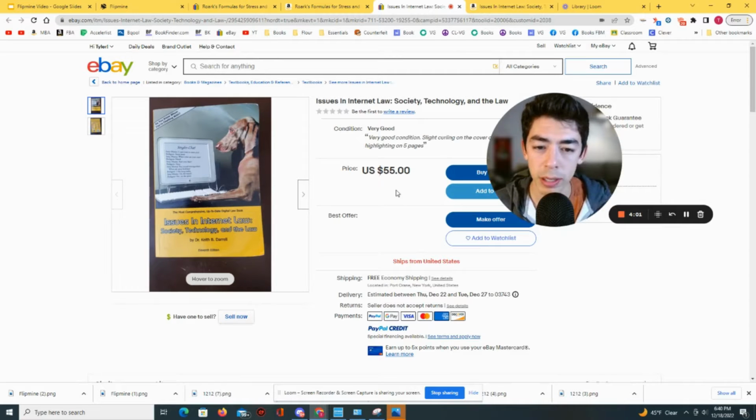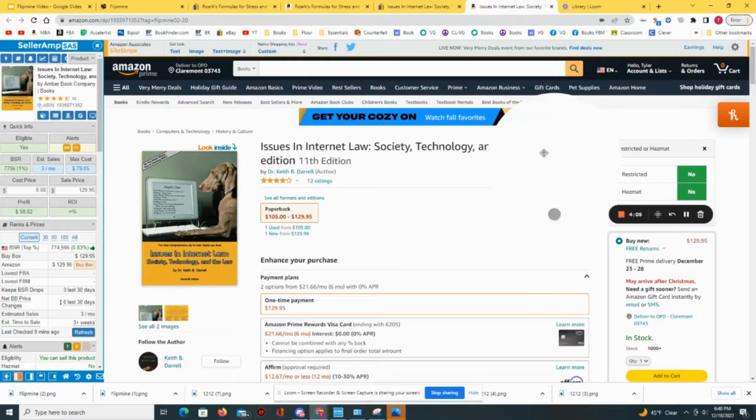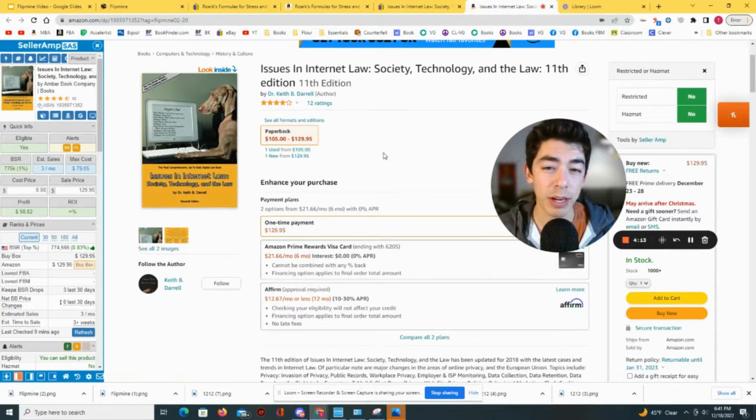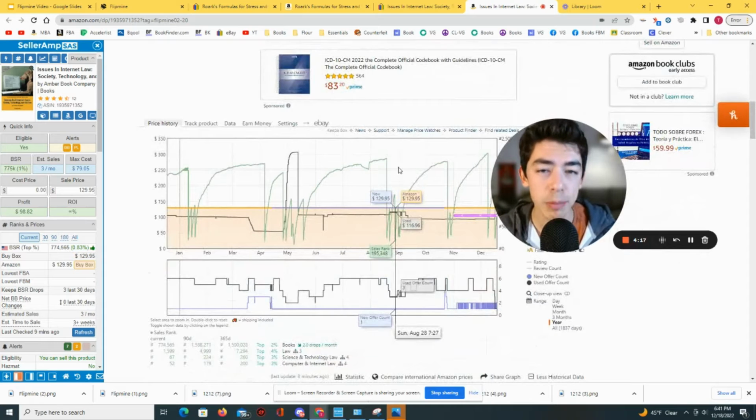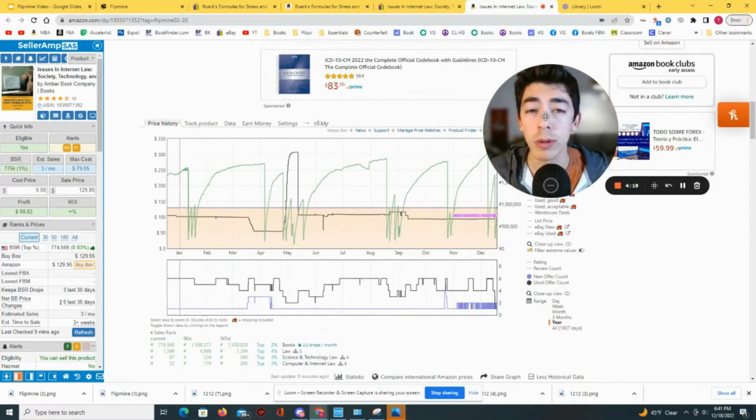It looks like if we wanted to buy this, we'd have to spend $55 with free shipping. If we go over to the Amazon webpage, one great sign right off the bat is that the lowest used price is $105. But again, we have to go down to the Keepa chart to see if that's actually a reasonable price that someone has been willing to pay for this book historically.